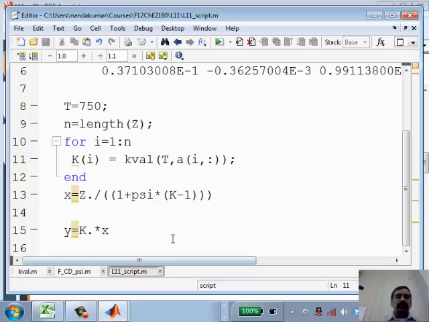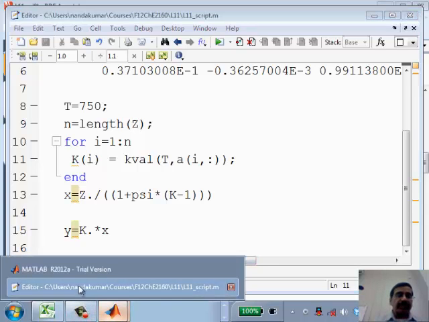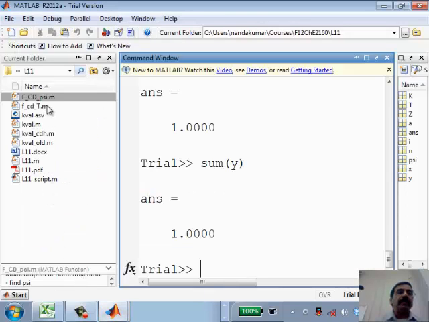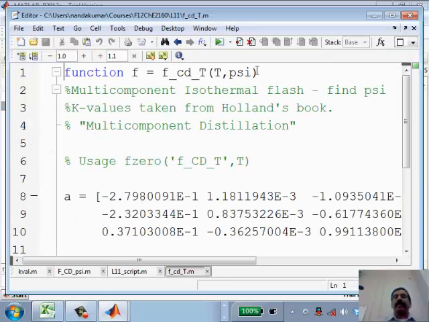Okay, so I need to write a new function which is the same equation, but this equation is going to have either t or psi, so that I can choose which one is the specification. Okay, so again, let me open up that function in the interest of time, and that is this function. It's exactly the same function as before, but it has two input parameters, either temperature or psi. You can pass two of them.